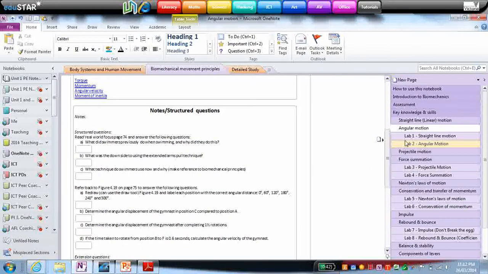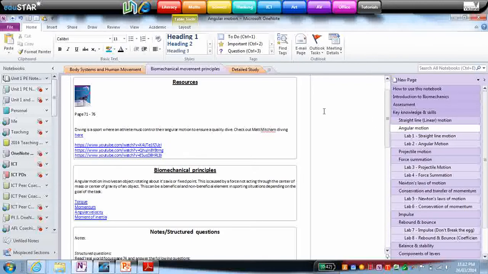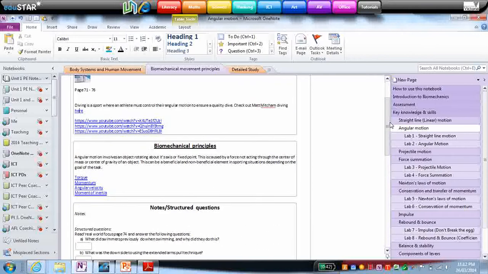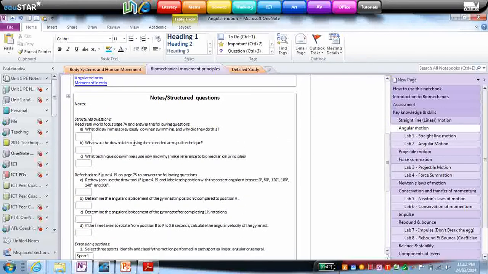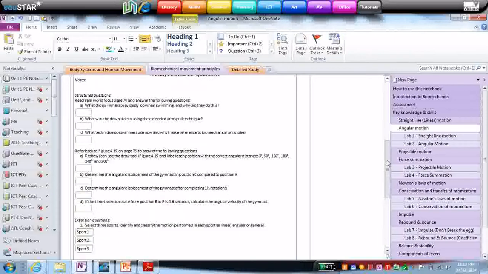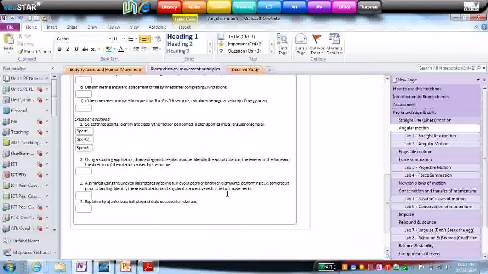I'd like you to go to your notebook and click on the angular motion page. There's a few videos which you can watch there. There's a really good video of Matt Mitcham doing his diving, so he won gold medal at the 2008 Olympics. And there's some structured questions. So the first one, you need to read page 74 and answer the following questions about swimming. And the second set of questions is refer to figure 417, which we've just been looking at, and complete questions A to D. If you finish that, you can have a go at some of the extension questions.